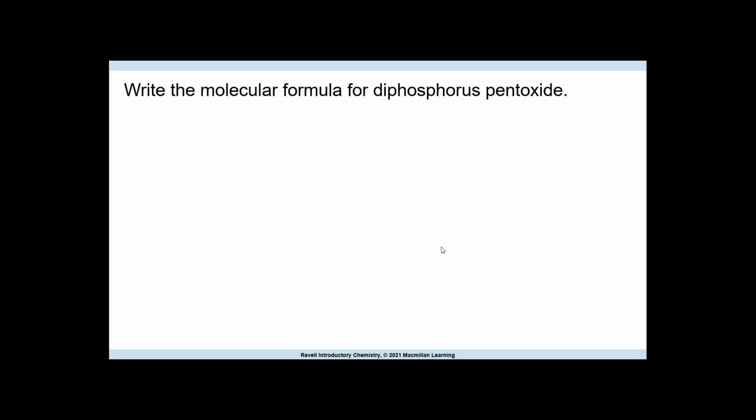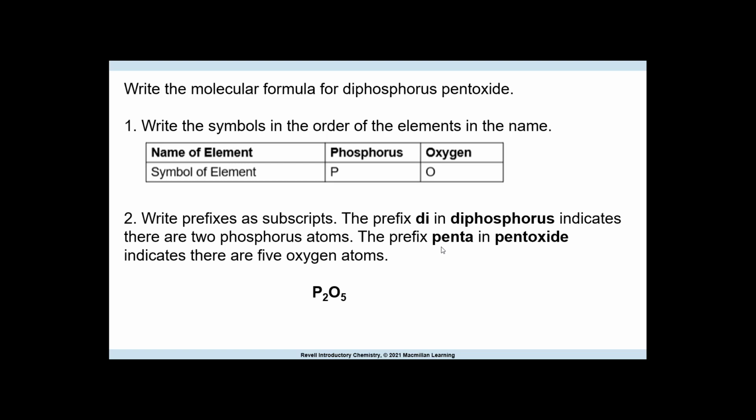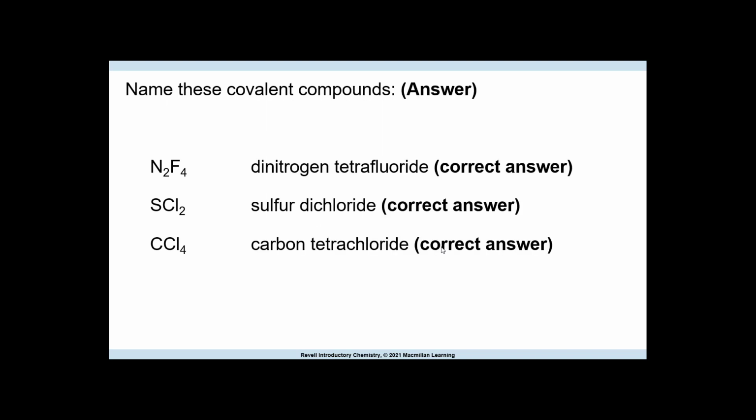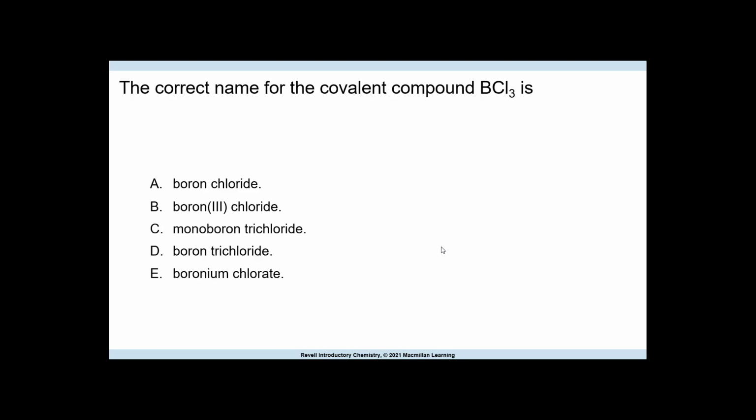Write the molecular formula for diphosphorus pentoxide. So we figure out what element they are. There's phosphorus and oxygen. We have a di in front of phosphorus, which means 2. And then we have 5 for oxide. So we use the subscripts, and that's P2O5. Name these covalent compounds. So I'm just going to put these out here. Dinitrogen tetrafluoride, sulfur dichloride, carbon tetrachloride.